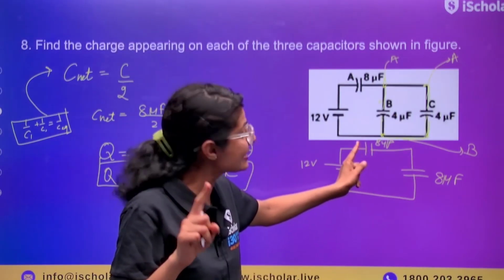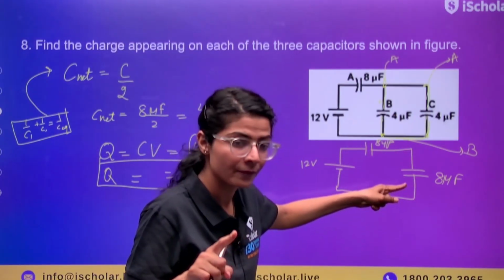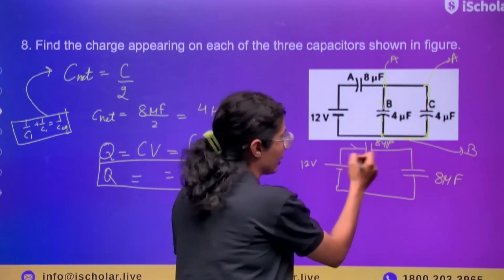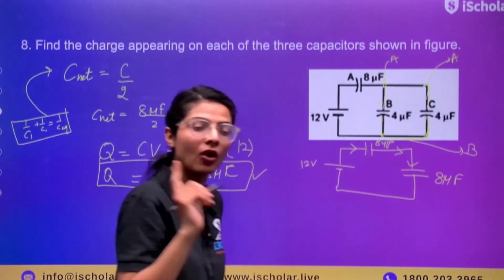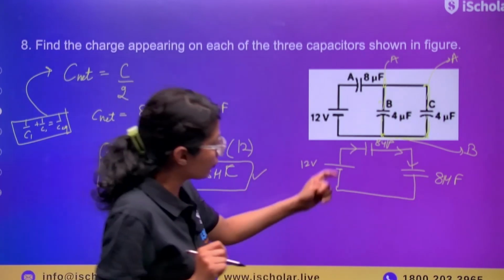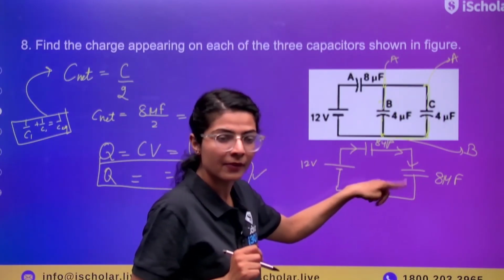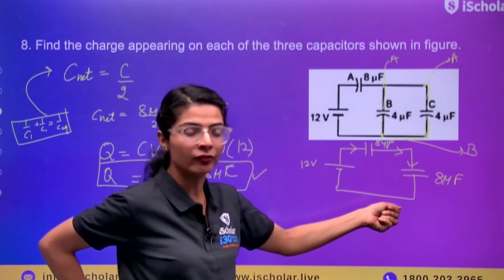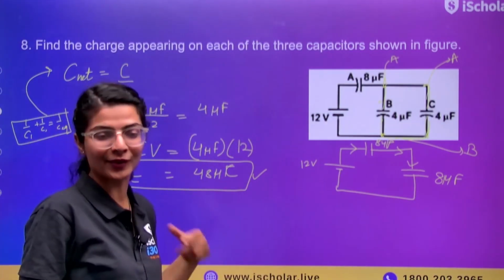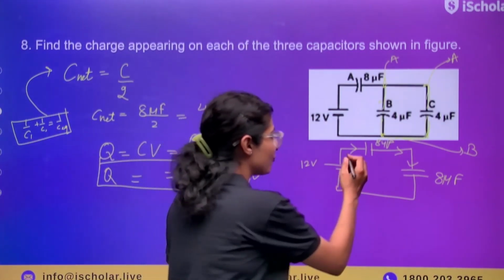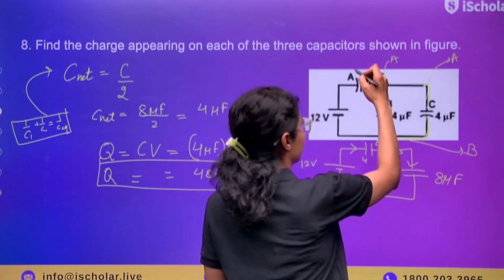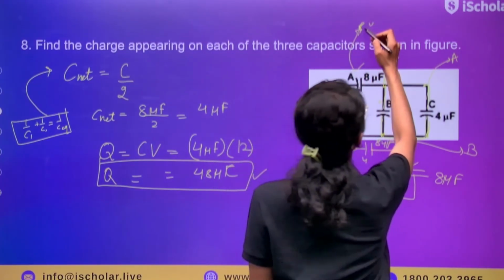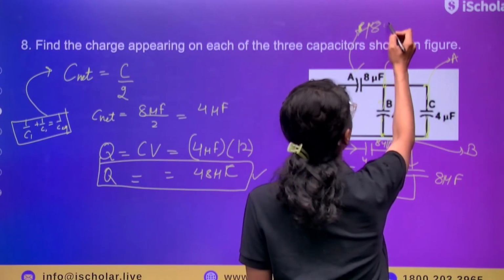Now, since they both are in series, can we say that the same 48 microcoulomb will be passing from both of them? From this as well as from this. So we'll have the total charge from here and here. It would be 48 microcoulomb. Okay. So one thing I got that in this capacitor, the charge flowing would be 48 microcoulomb.